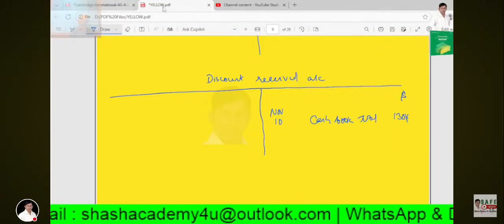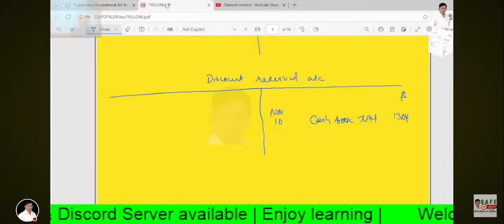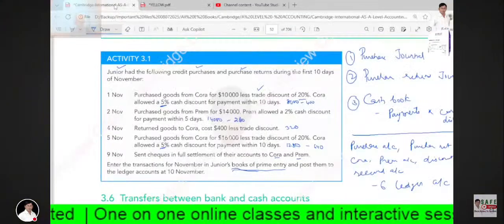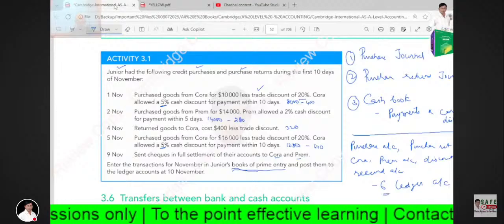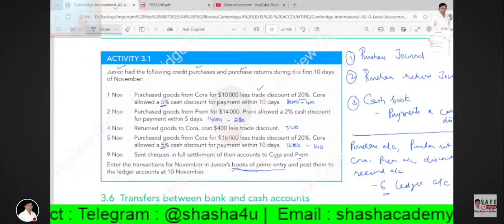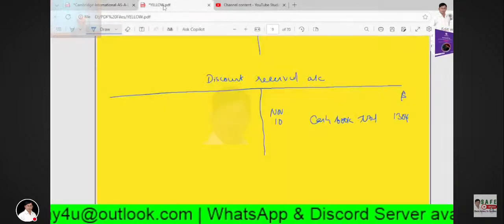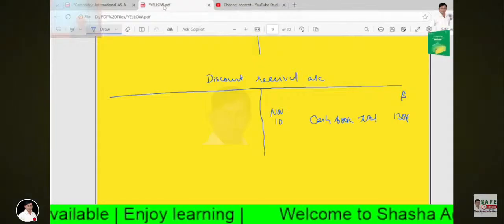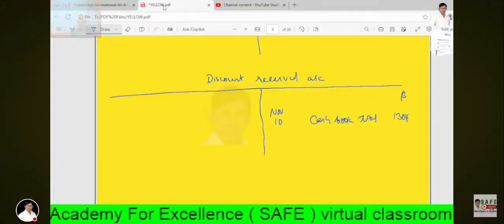So what else is there? I have told 6 ledger accounts. So the last ledger account is the cash book. Remember, the cash book is both a book of prime entry and a ledger also. So no more is required since we have already prepared it. So that's all. That is the end of this particular question.